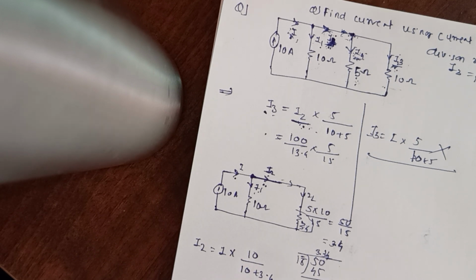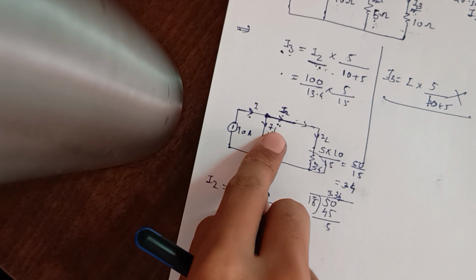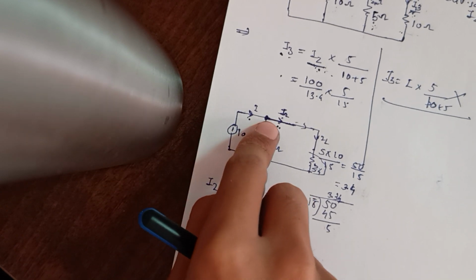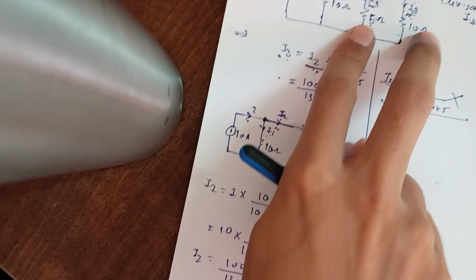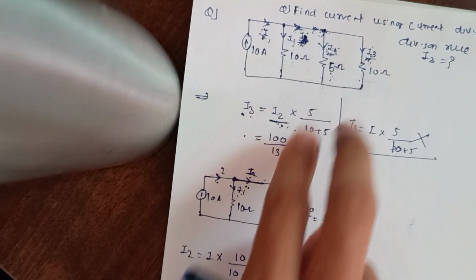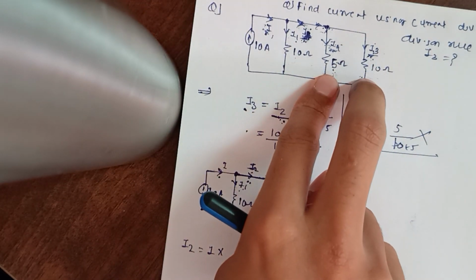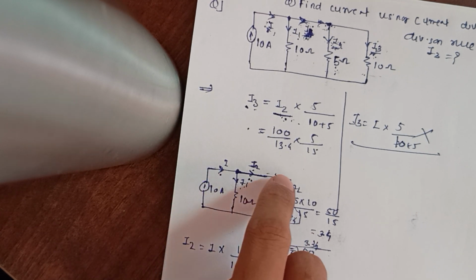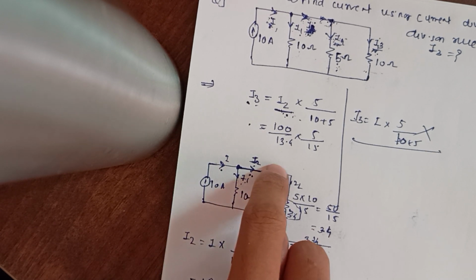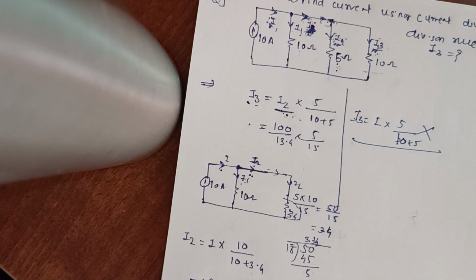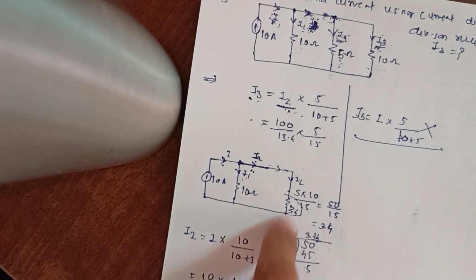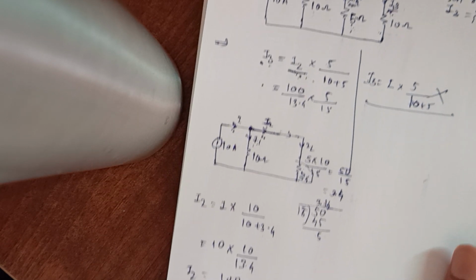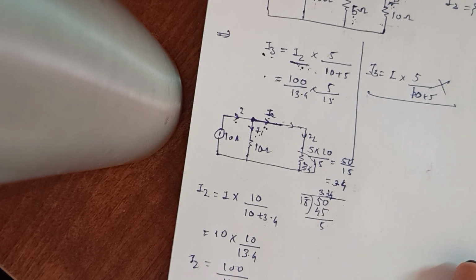So for applying this current division rule, we should make an equivalent of these two resistances that are in parallel and calculate the equivalent resistance. Now this current I gets divided into I1 and I2 only. This I2 is not dividing further. That's why we are calculating this. This is how we apply the current division rule.